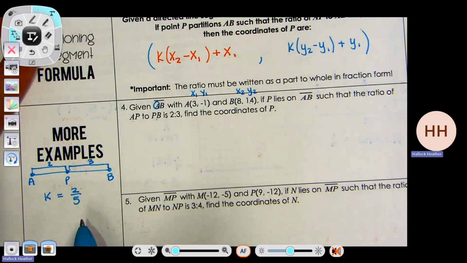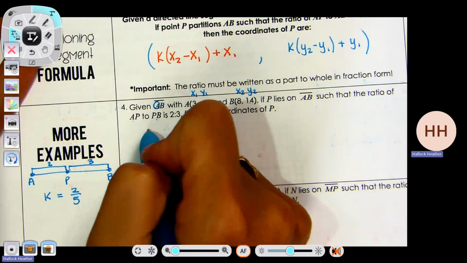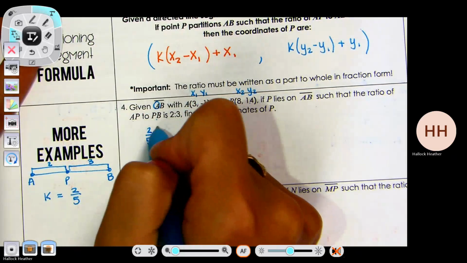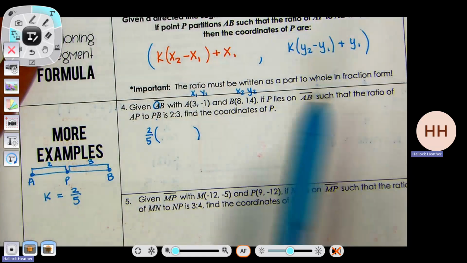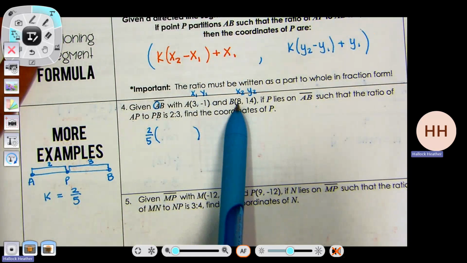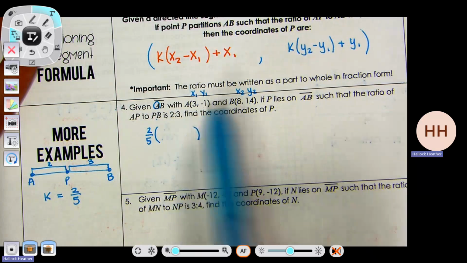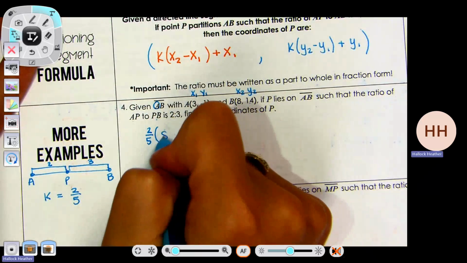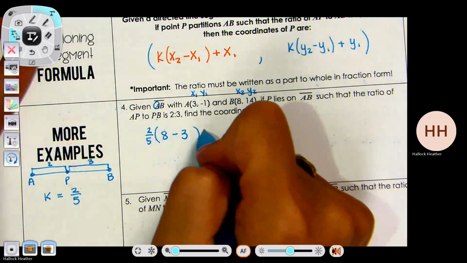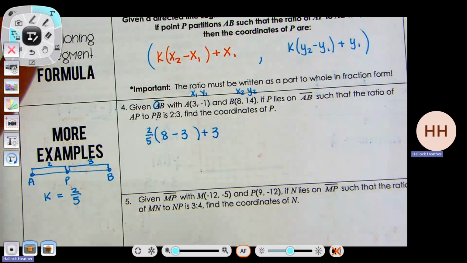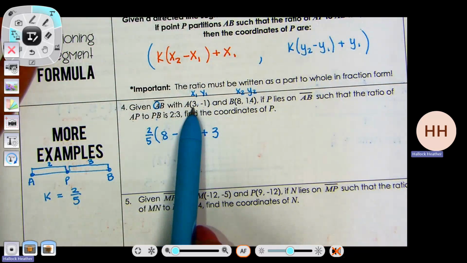Okay, so we're going 2/5 of the way. So we're going to say 2/5. Technically, I'm multiplying by my run, which is the difference in the x's. So I'm taking x2 and subtracting x1, so 8 minus 3. But then I need to add where I started. From the first coordinate, what am I adding? 3, because it's positive.